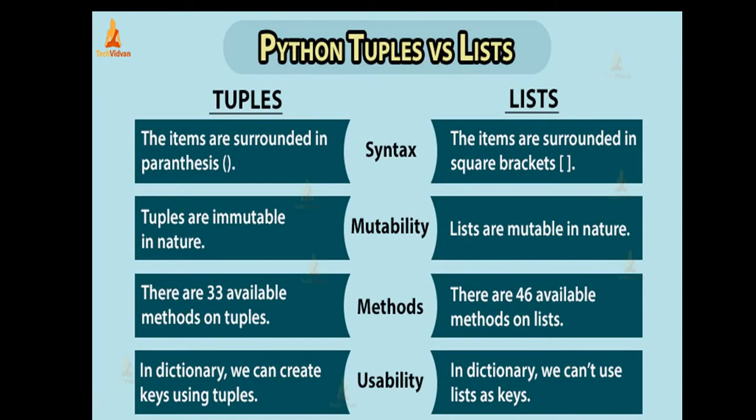These are some differences between Python tuples and lists. In tuples, items are surrounded by parentheses, whereas in lists the items are surrounded by square brackets. Tuples are immutable, that is, they cannot change, whereas lists are mutable in nature. That means we can change elements, we can delete elements. There are 33 available methods on tuples, whereas there are 46 methods on lists. In a dictionary we can create keys using tuples, whereas we can't use a list as a key.